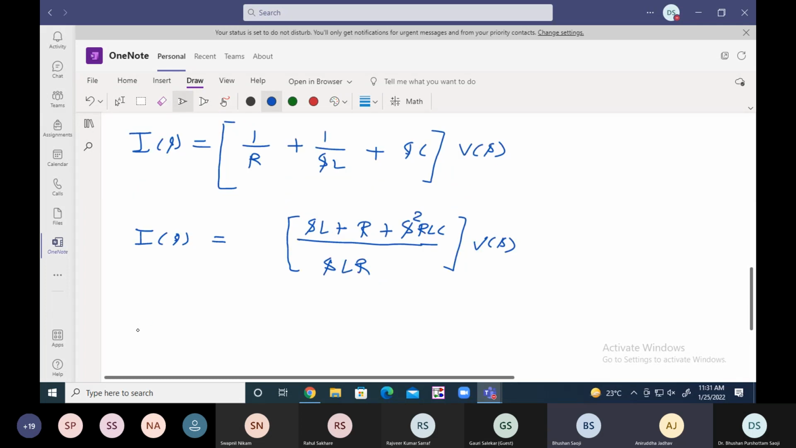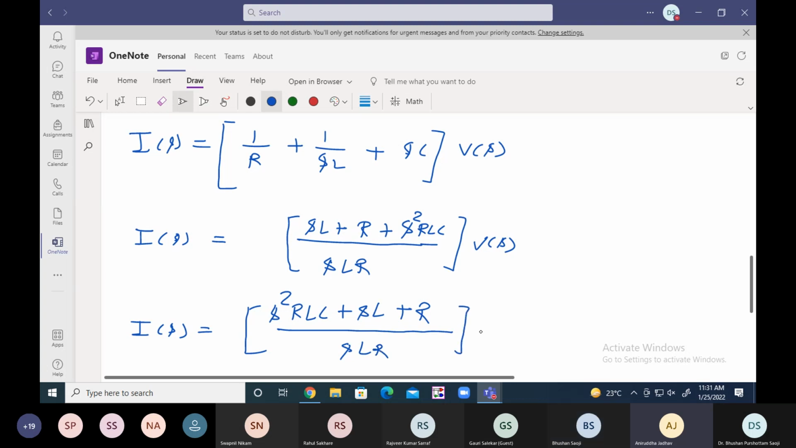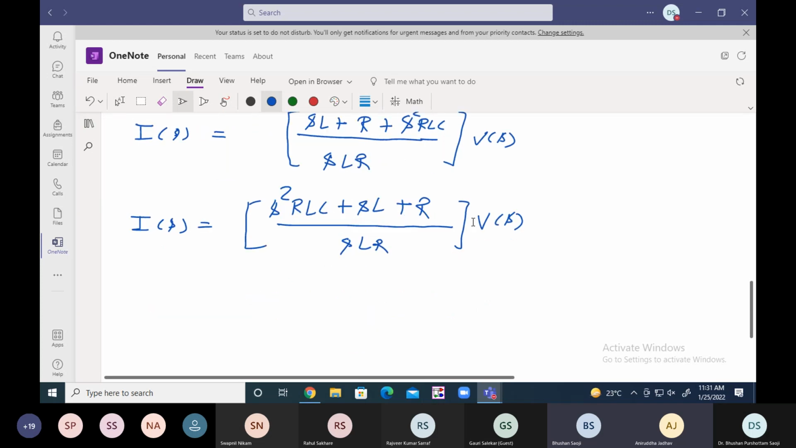So I of s equals s square R L C plus s into L plus R, divided by s square L into R, into V of s. This is our equation.